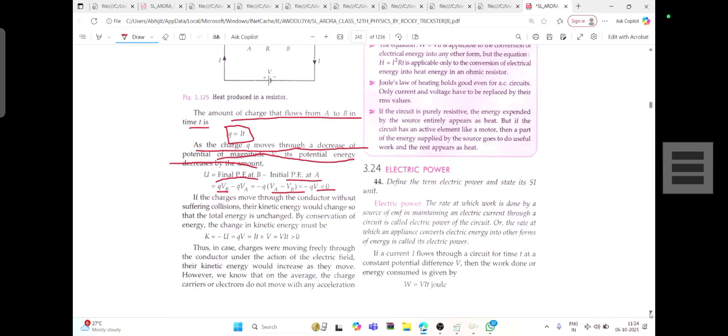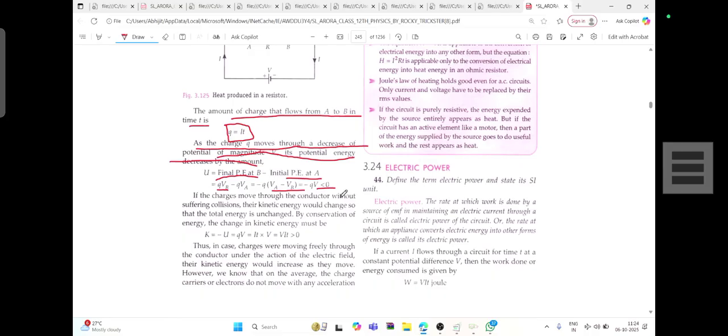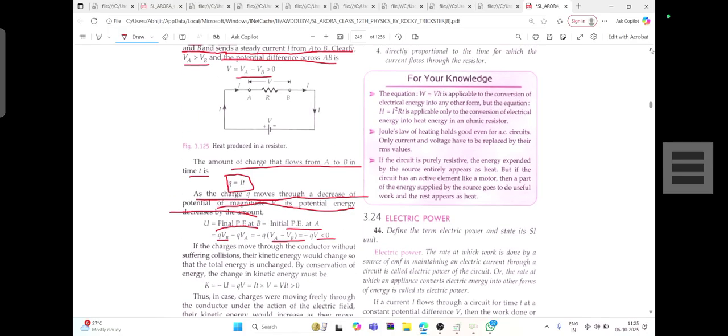What does this say? If the charges move through the conductor without suffering collisions, their kinetic energy would change, so the total energy is unchanged. By conservation of energy, the change in kinetic energy must be... In this case you have to know this syllabus from your 10th grade physics.